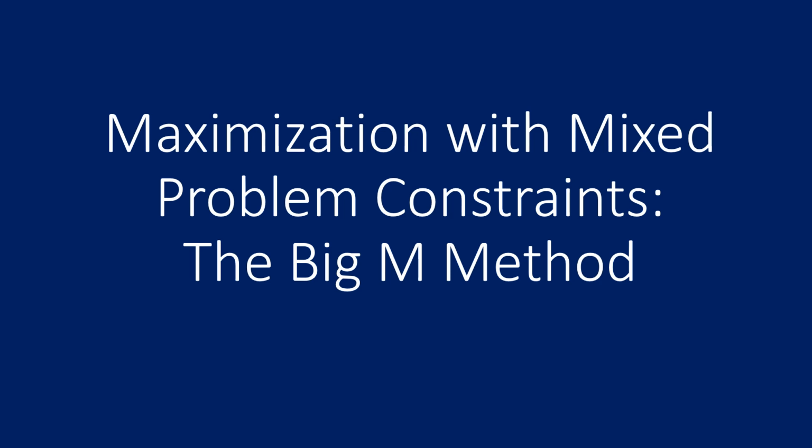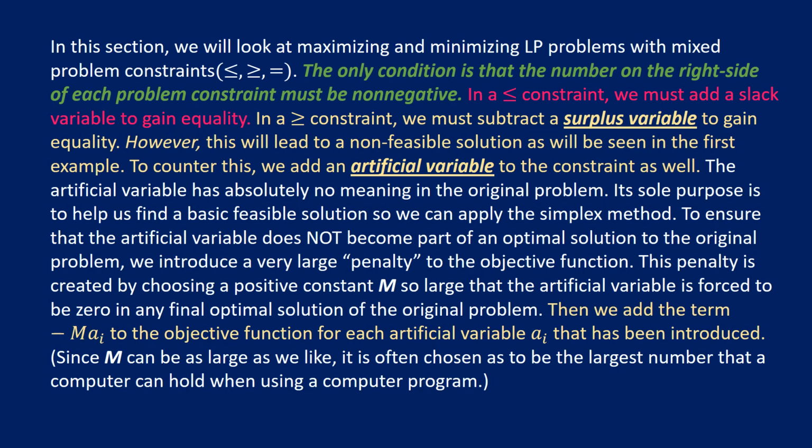In this section, we are going to maximize linear programming problems with mixed problem constraints using the Big M method. The only condition is that the number on the right side of every problem constraint must be non-negative. Now, because we're going to see a mixture of less than or equal, greater than or equal, and equal signs in the constraints, we have to deal with each case separately.